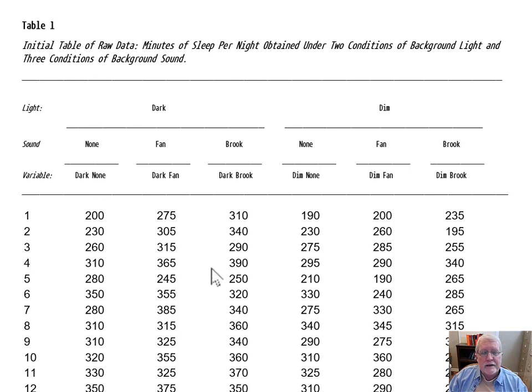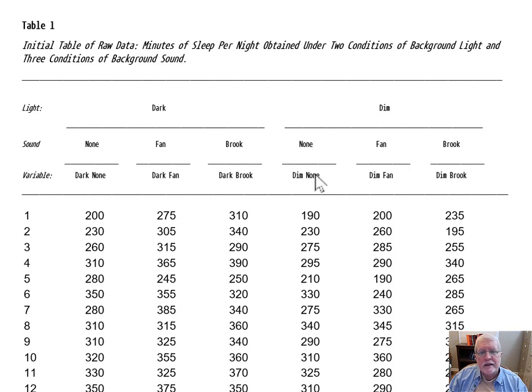Now, the scores that we see in the body of the table are minutes of sleep. And when we look at this column that's headed dark none, here we see the minutes of sleep that each participant displayed when they're in the dark room with no sound generator sound at all. In the variable that's named dark fan, these are the minutes of sleep that they got when they're in a dark room with the sound of a fan.